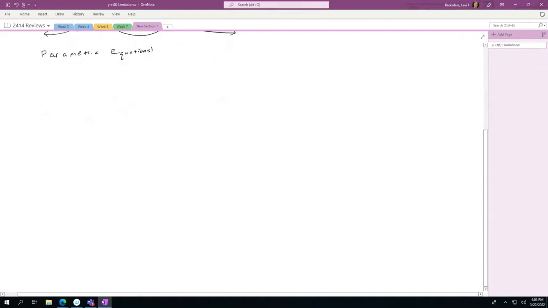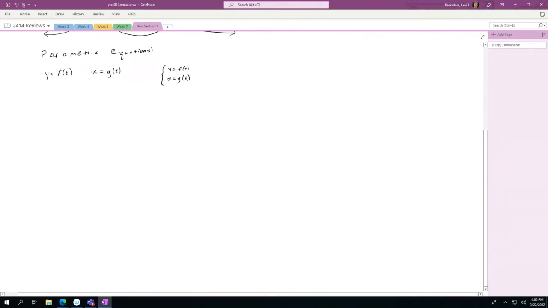The way parametric equations work is, rather than having y as a function of x, we have y as a function of t. And then we also have x as a separate function of t. So t is often represented by time, or it often represents time, but that's not always the case. Basically we have two separate functions, one for y and one for x.